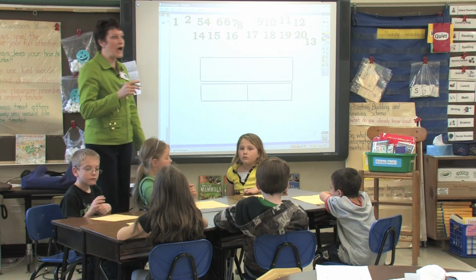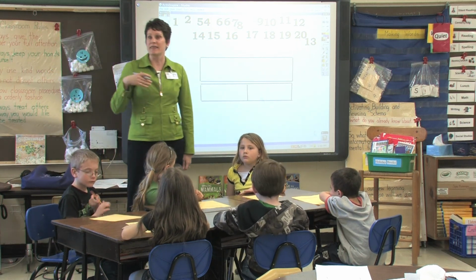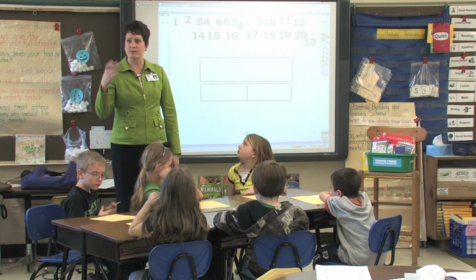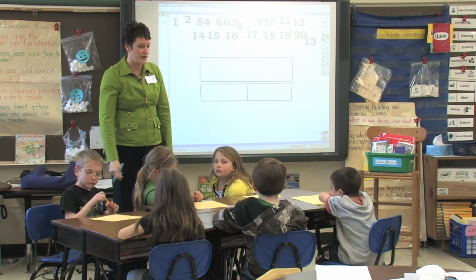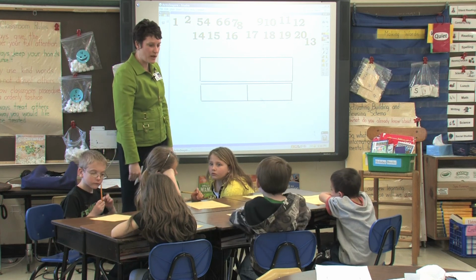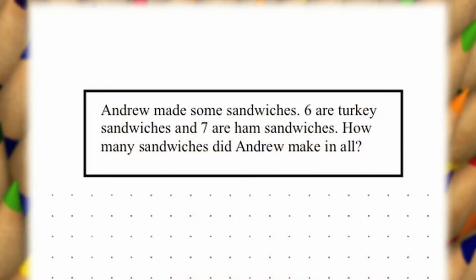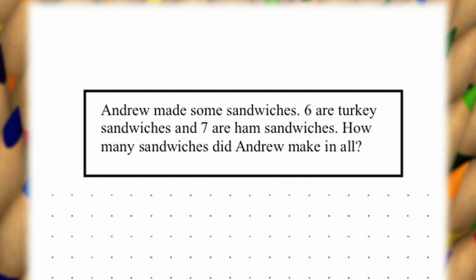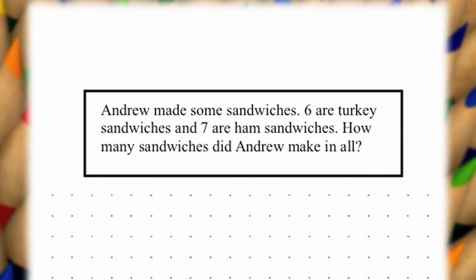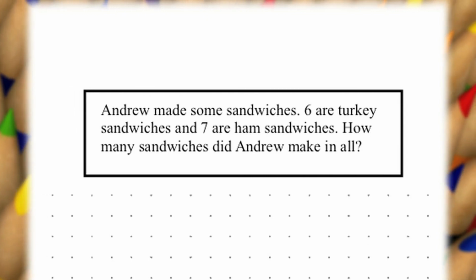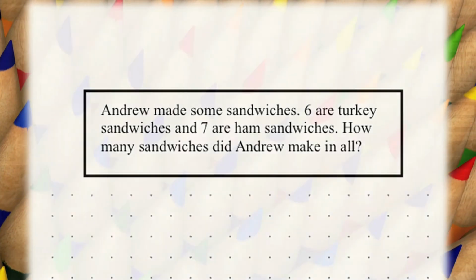Okay, let's remember how we read the problem, and then we're going to kind of talk about it, and then we're going to read it with no numbers in it to see if we can follow along with the story. So let's read the story problem. You can put your pencils down, fingers out. Andrew made some sandwiches. 6 are turkey sandwiches, and 7 are ham sandwiches. How many sandwiches did Andrew make in all?